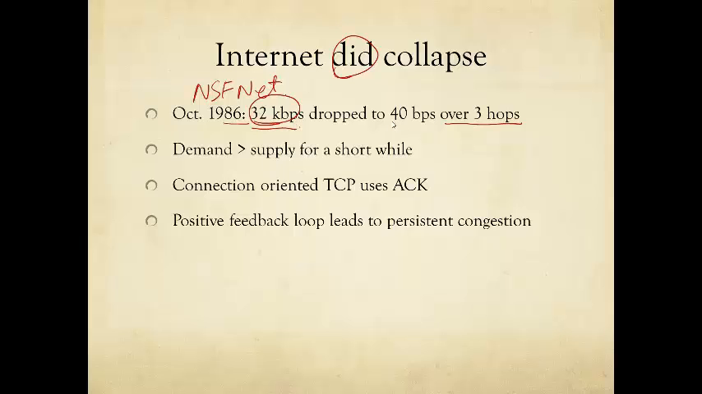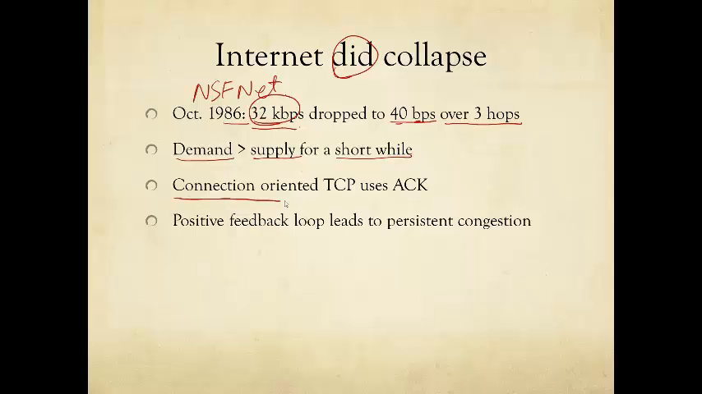Now, however, that dropped basically 3 orders of magnitude down to about 40 bits per second. That is 40 bits, not kilo, not mega, not giga, but 40 bits per second. That was very slow back even in the 80s. So what went wrong? Basically, what happened is that demand exceeded supply on some of these hops or links for a short while. Now, that should have been just a transient issue.